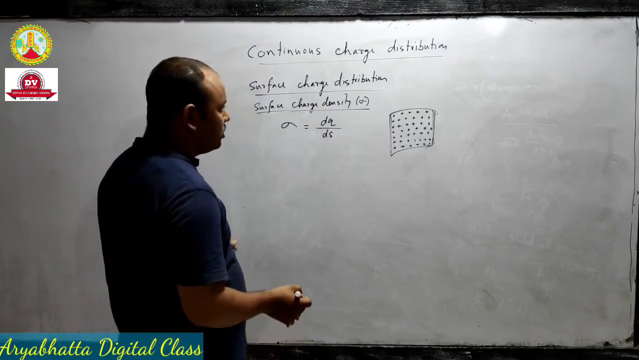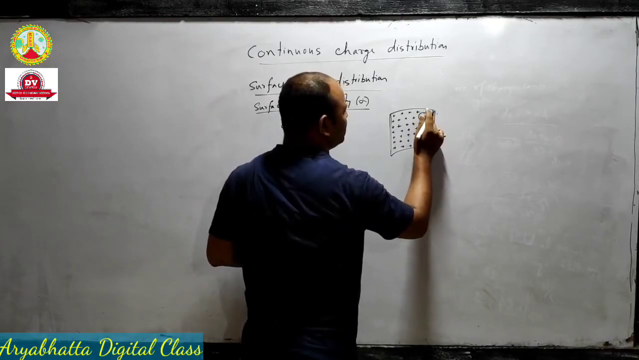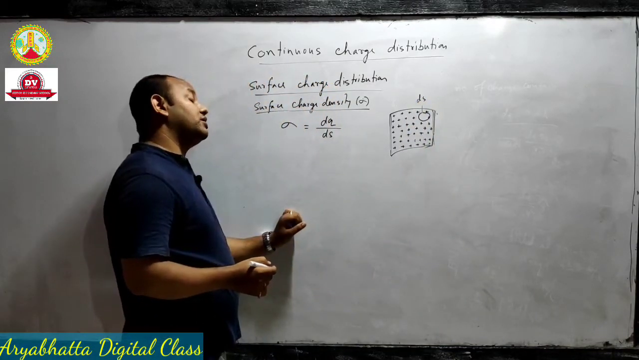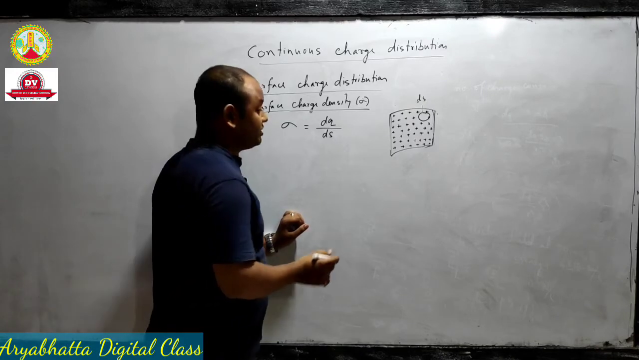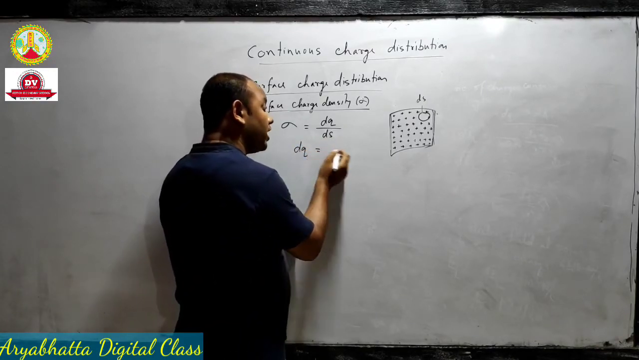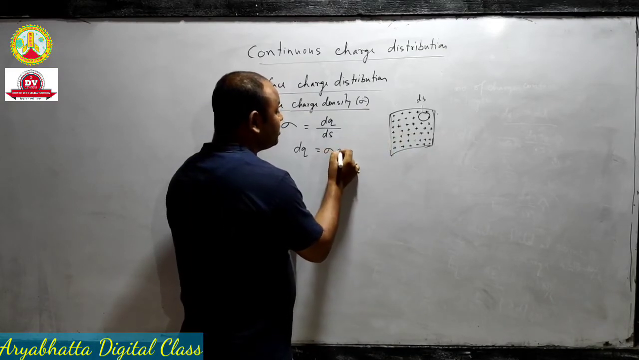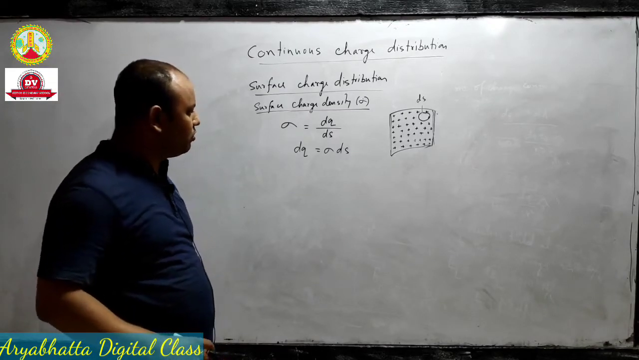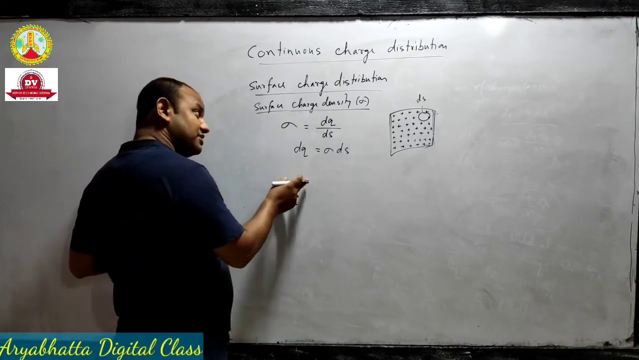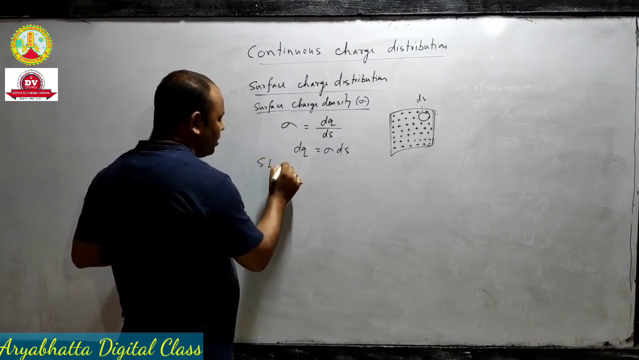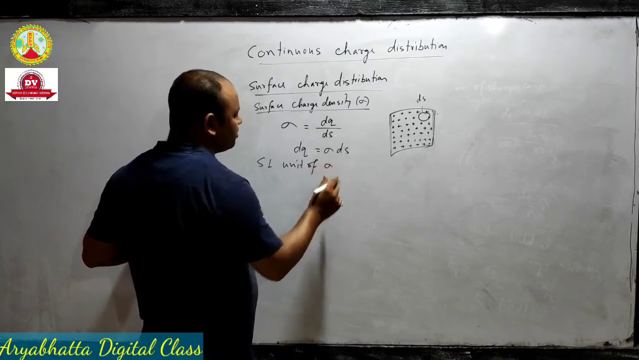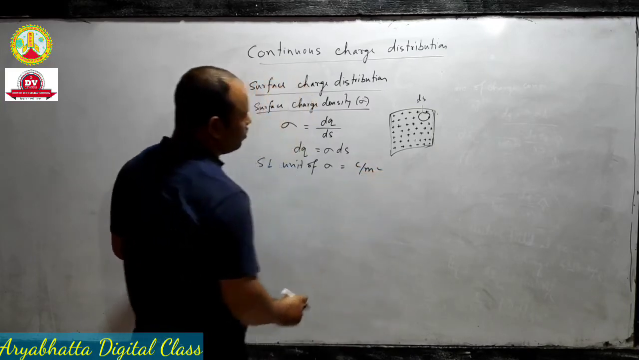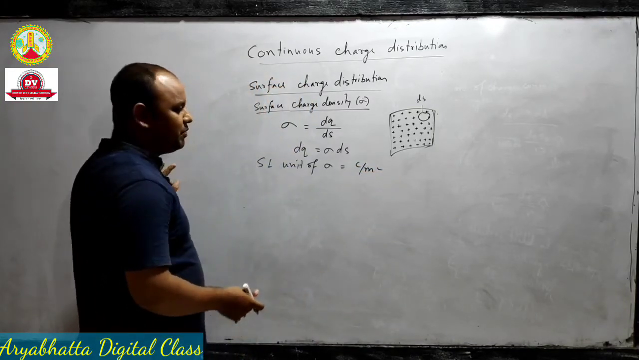Okay, suppose we have considered a small area element ds. And the charge contained on that surface ds will be how much? The charge contained on that surface ds will be equal to sigma into ds. Okay, what is the SI unit of this surface charge density? SI unit of sigma is Coulomb per meter square.